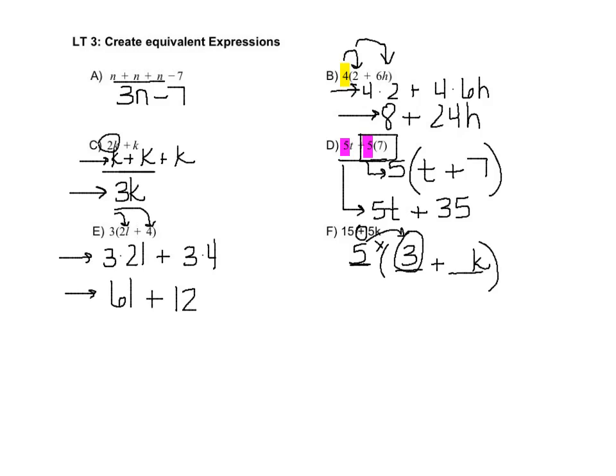And then 5 multiplied by k, well, I can just leave it. Because 5 times k is 5k. So without all that extra in there, it's 5, 3 plus k. And that's more of an advanced example where you're factoring something out of two of the terms.